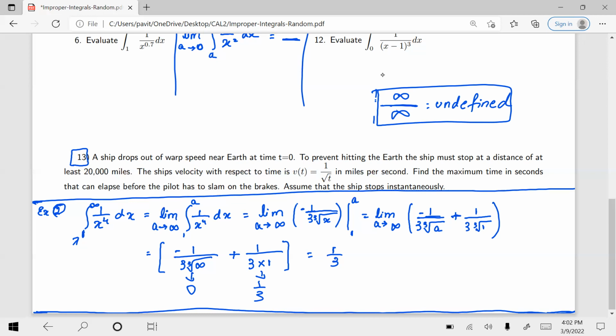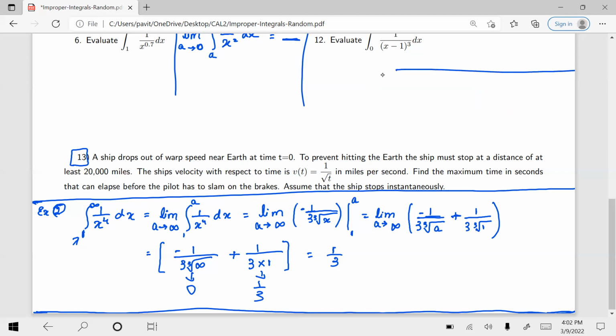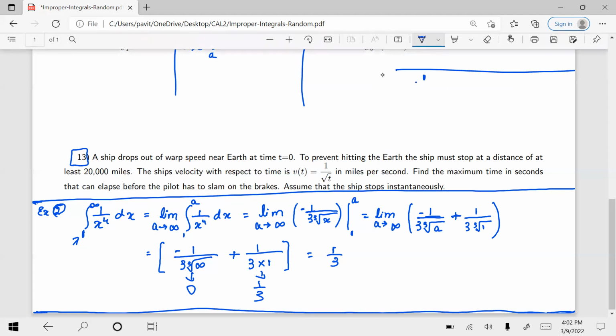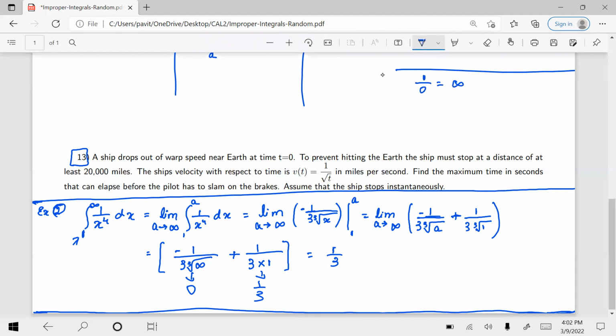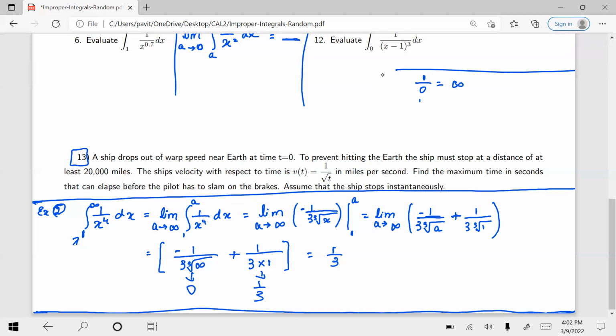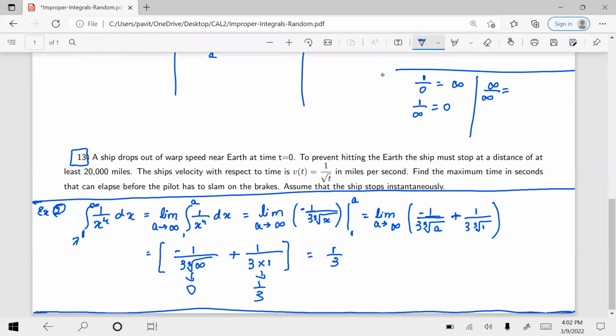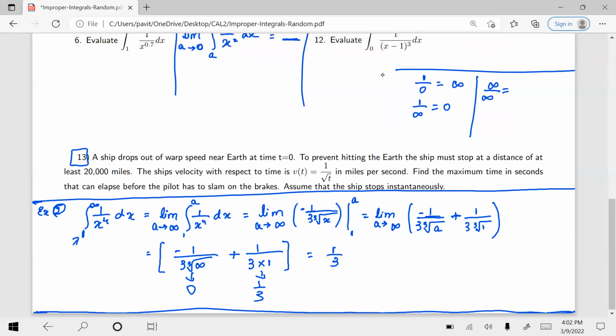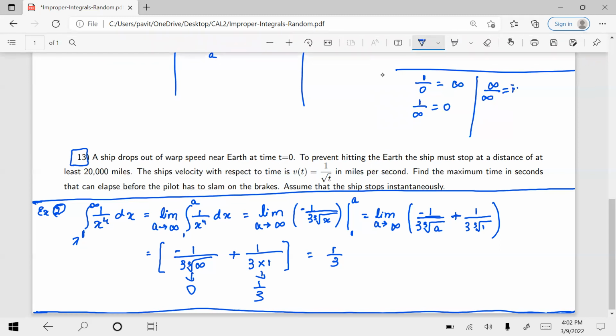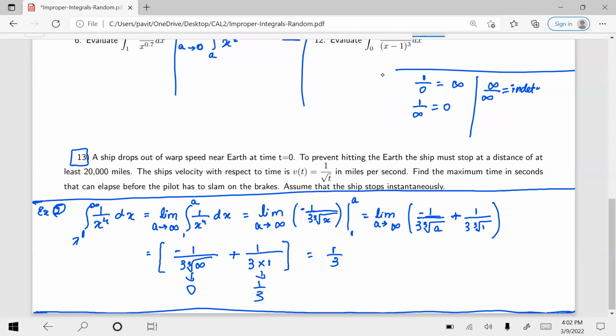You want me to write the rules? Let me give you some rules of that infinity. Now 1 over 0 we take as infinity, and 1 over infinity we take as 0. When we have infinity by infinity, we say it is undefined or indeterminate. That means we cannot find it. So I will just take it as indeterminate. Okay.